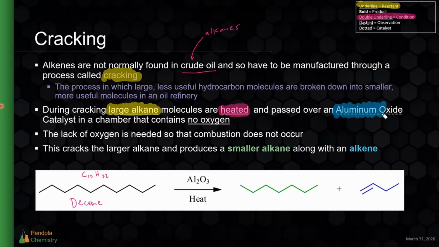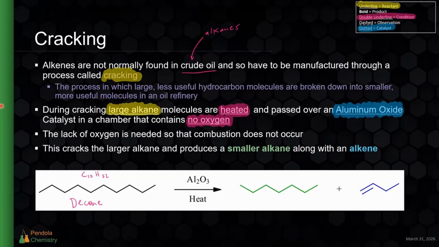So aluminum oxide, which is here, has a dotted line because it's a catalyst for the reaction. Not a reactant, not a product, but a catalyst, but a necessary catalyst. So when we heat up a large alkane over an aluminum oxide catalyst with a lack of oxygen, so that's another condition here, with no oxygen present, meaning this has to be in a container that has been devoid of oxygen, what's going to happen is that compound is not going to burn because there's no oxygen there. What's going to happen is that compound will crack.